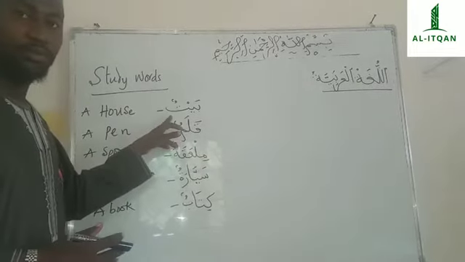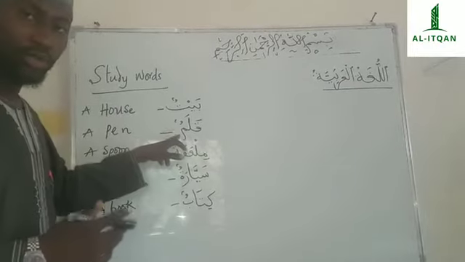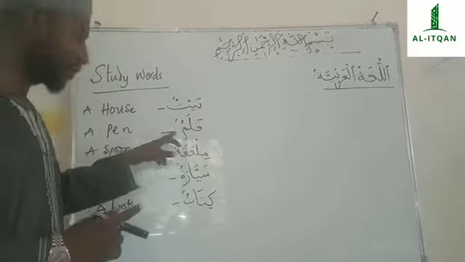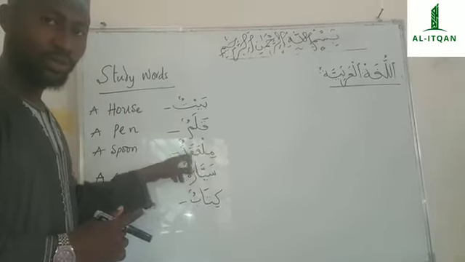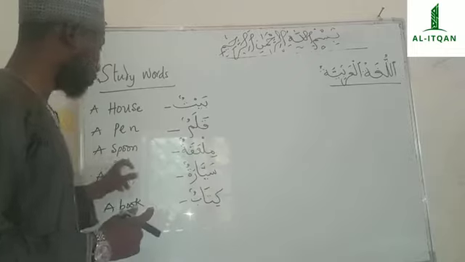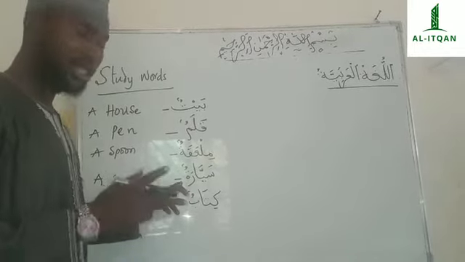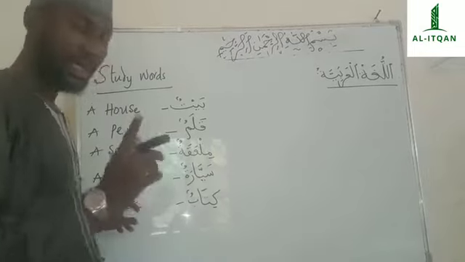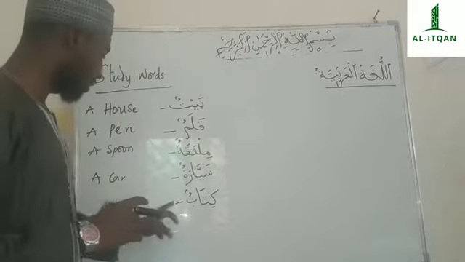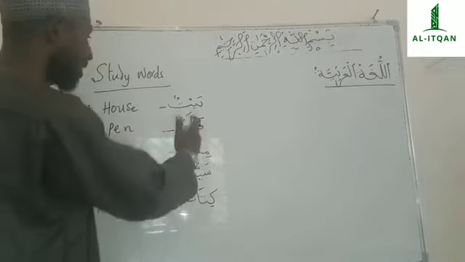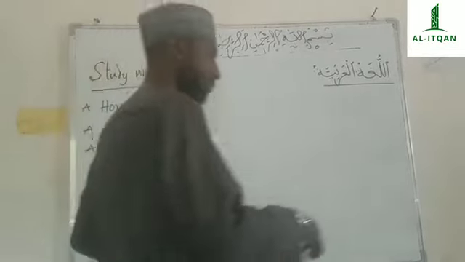Baytun, a house. Qalamun, a pen. Mil'aqatun, a spoon. Sayyaratun, a car. Kitabun, a book. These are the words we'll be using to construct our sentences.